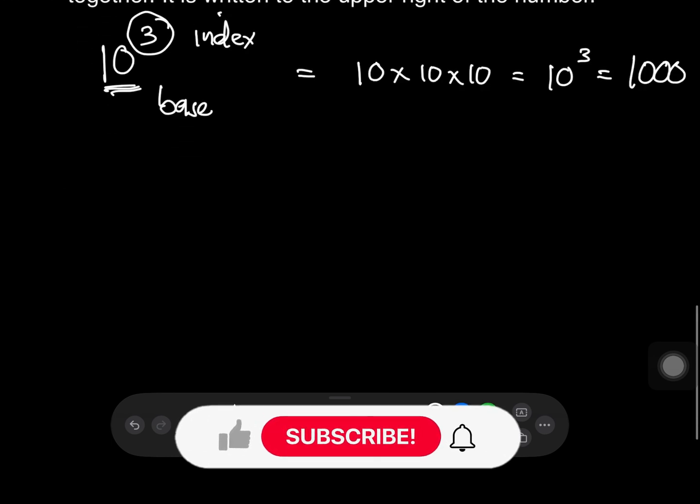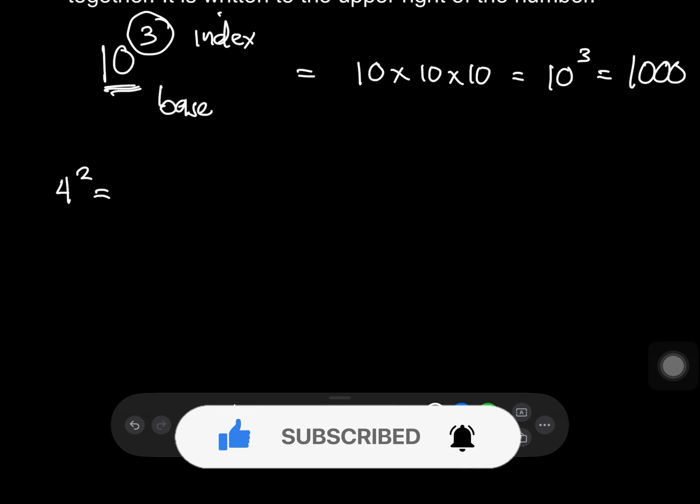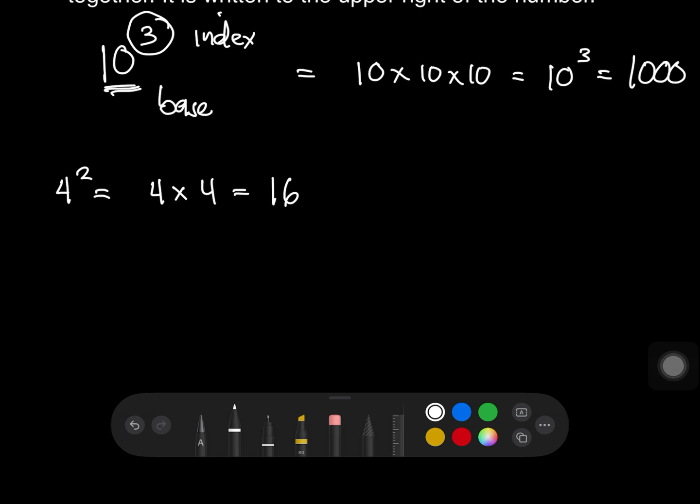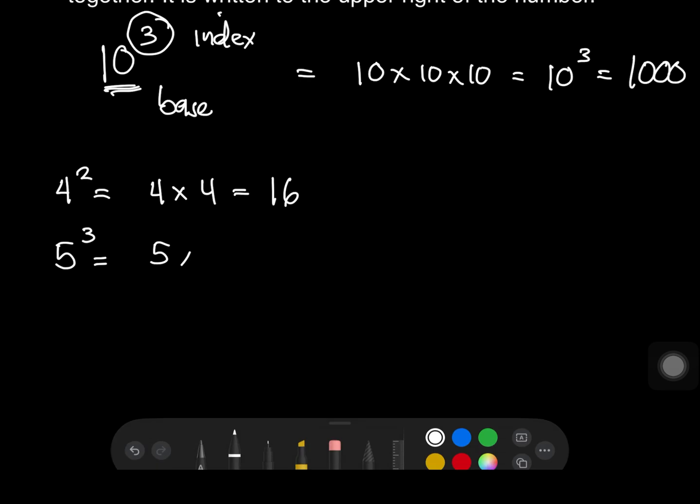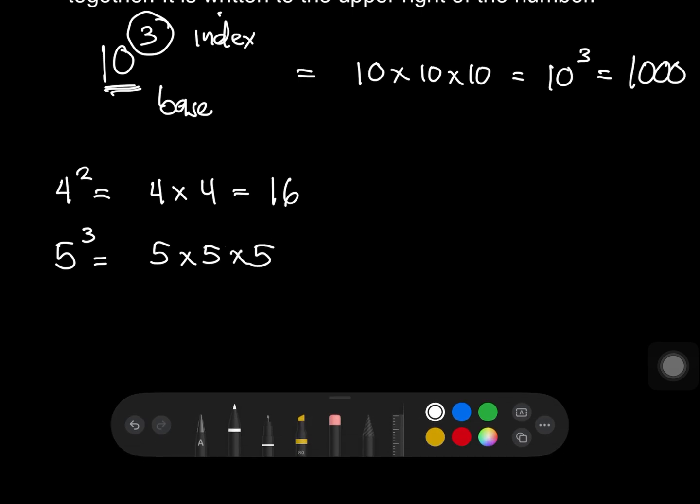Let's have more examples. If you have 4 square, what is the square of 4? That means it is 4 times 4, and that is equal to 16. How about the cube of 5? That is the same as 5 times 5 times 5, that is equal to 125. Then if you have square root of 81, it is equal to 9, simply because it's the same as 9 times 9. So that is 9 square.